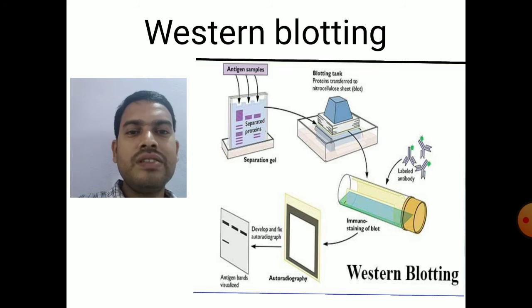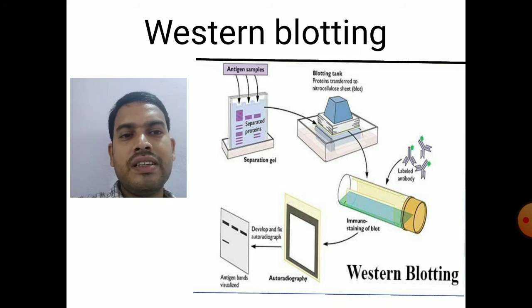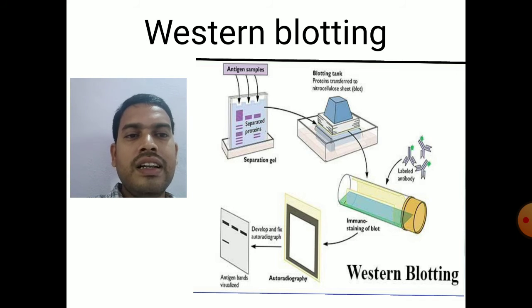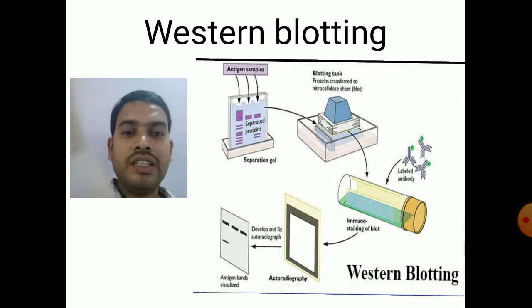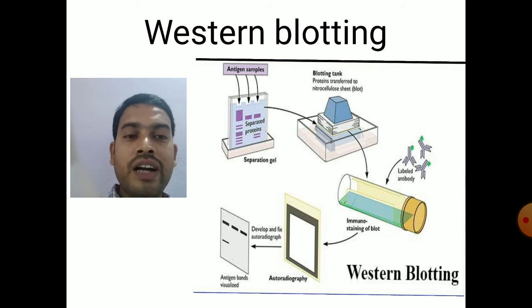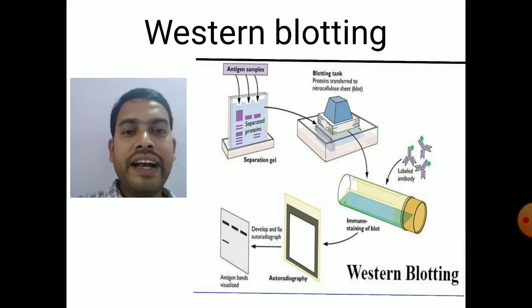are to be transferred onto a nitrocellulose membrane. So the gel is stacked with nitrocellulose membrane and allowed for electroblotting. After electroblotting, the bands which are present on the nitrocellulose, our band of interest, is identified with the help of labeled antibodies. Here directly labeled antibodies are used. Sometimes a primary antibody and a secondary labeled antibody are used.